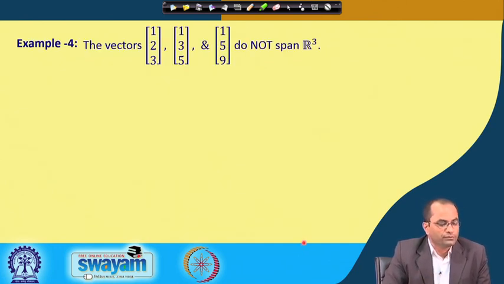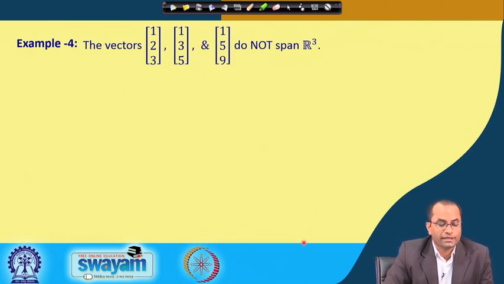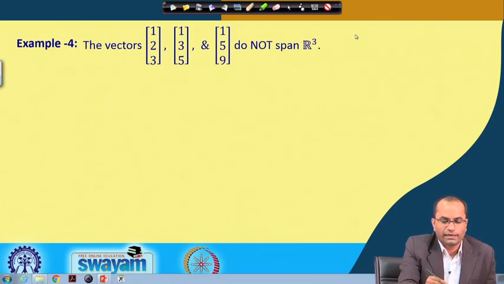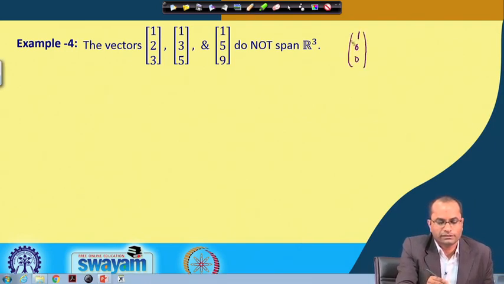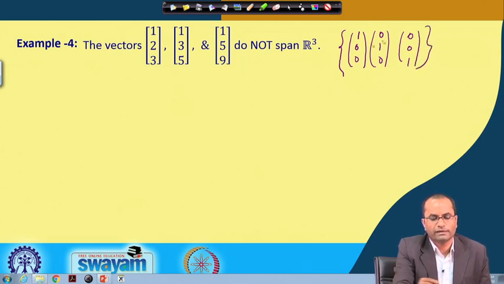Coming back to example 4, we will see that again we have 3 vectors here: 1 2 3, 1 3 5 and 1 5 9. These are 3 different vectors, but they do not span R3. In example 1 and example 2, we have 3 vectors and they span R3, meaning any vector of R3 we can write down in terms of those given vectors. In example 1, we have this set 1 0 0, 0 1 0, and 0 0 1. These were the 3 vectors from example 1.